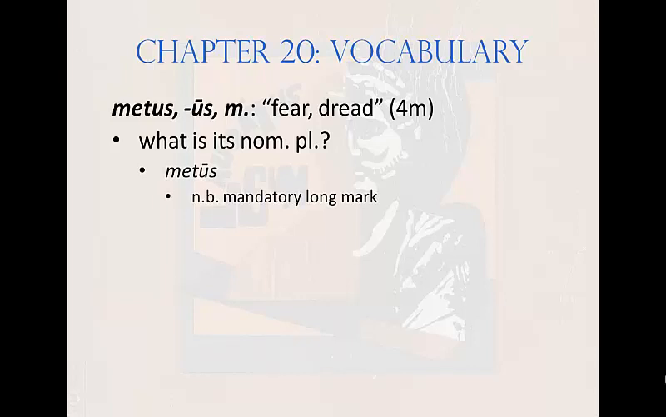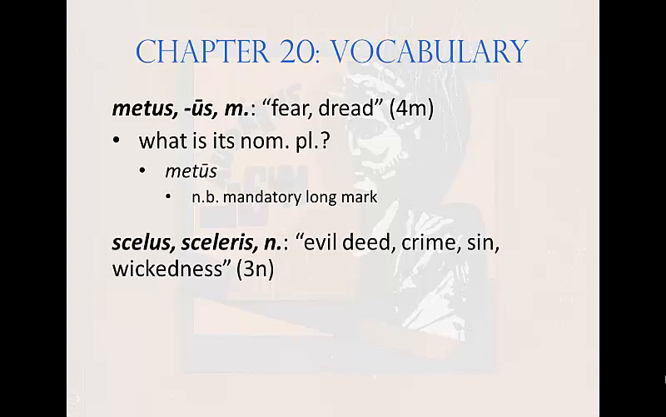The next word is sceleris, neuter, meaning evil deed, crime, sin, or wickedness. It's a third declension neuter noun. What would be its nominative plural? It's neuter, remember? Good for you, sclera.